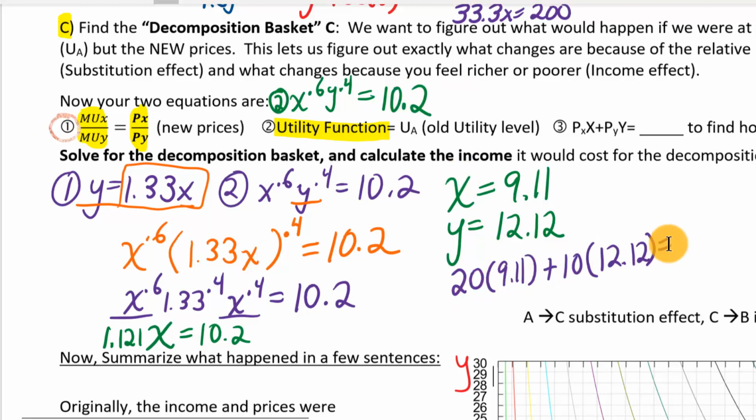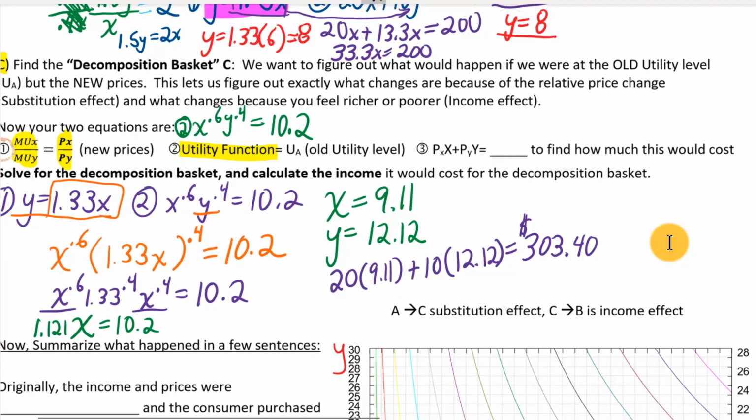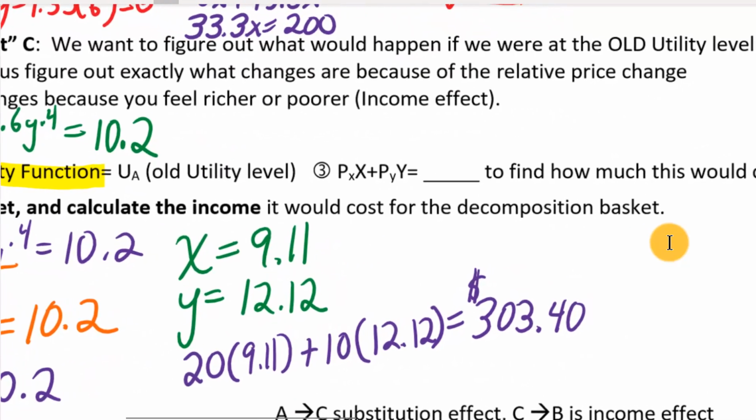And this is how much money do you need to buy those things? I'm getting an answer of about $303.40. And you and I might have rounded a little differently there, of course, but you should get somewhere within a few pennies of that answer. So $303.40.